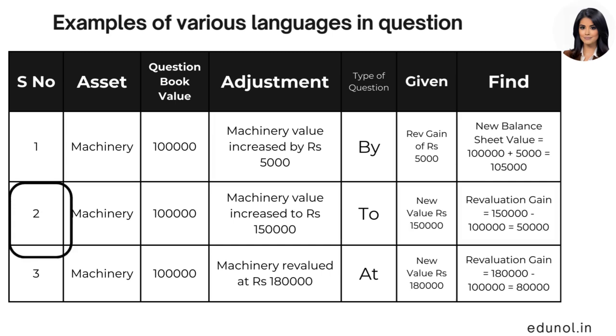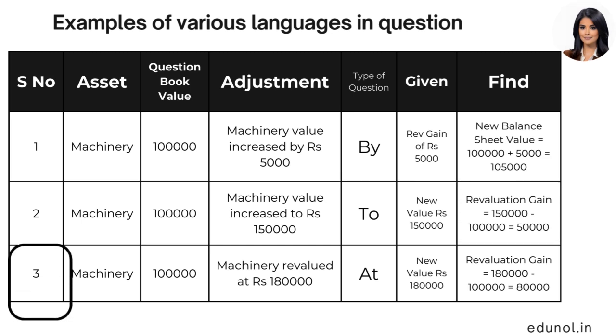Example 2. Question gives the book value of machinery as 1 lakh rupees. The additional information in the question states that machinery value increased to 1 lakh 50,000 rupees. This is a 'to' question. Here the question gives the revised value of machinery as 1 lakh 50,000 rupees. We have to find the revaluation gain as 1 lakh 50,000 rupees, less 1 lakh rupees equals 50,000 rupees.